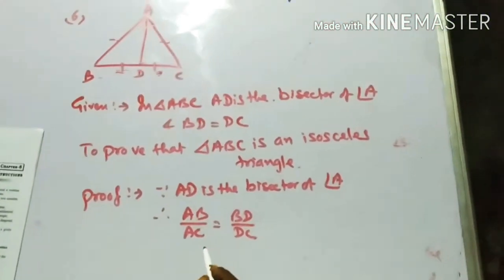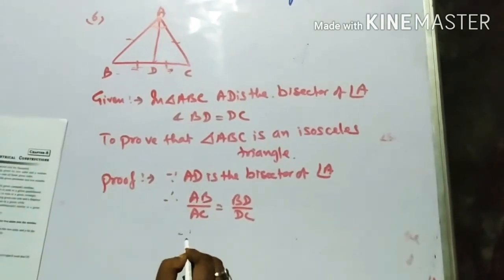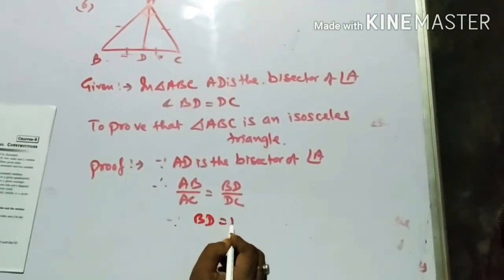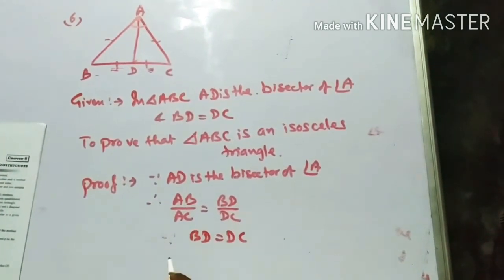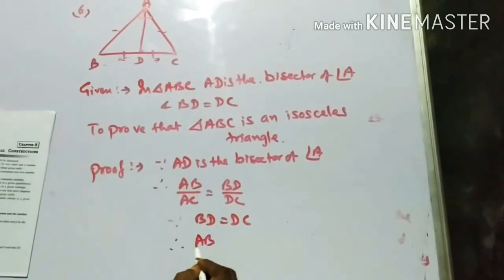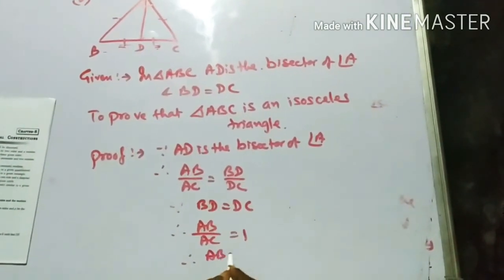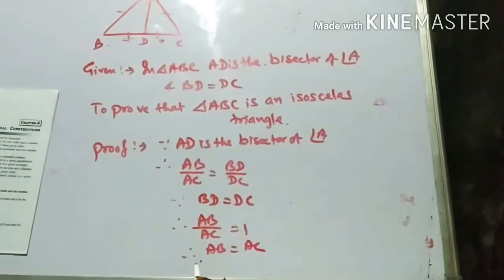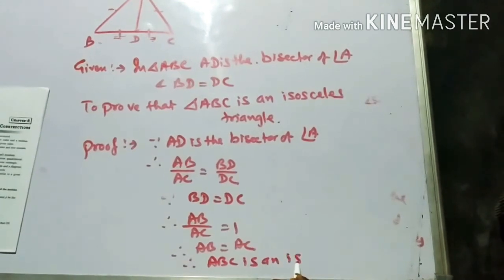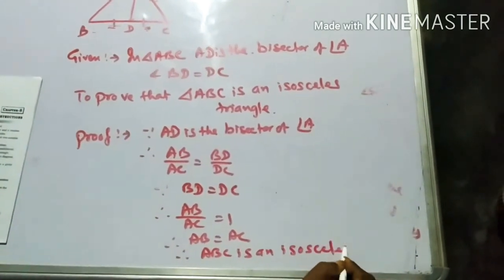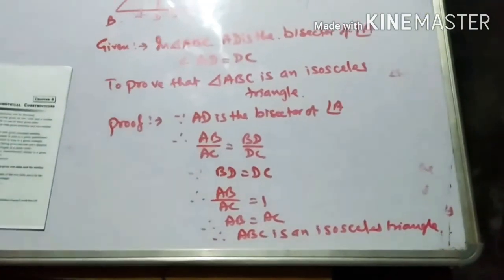Now, since BD is equal to DC, BD and DC cancel out, and therefore I can write AB by AC equal to 1. Therefore AB equals AC. Therefore ABC is an isosceles triangle. Now this is proved.